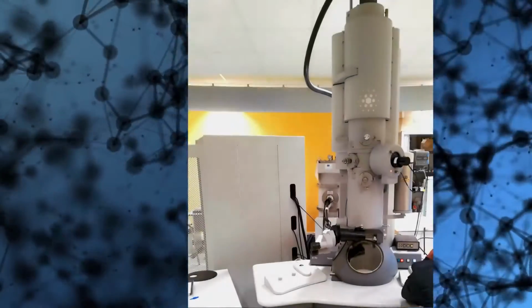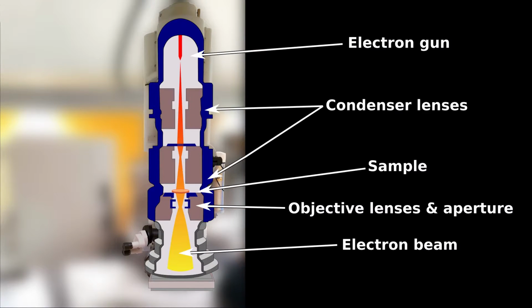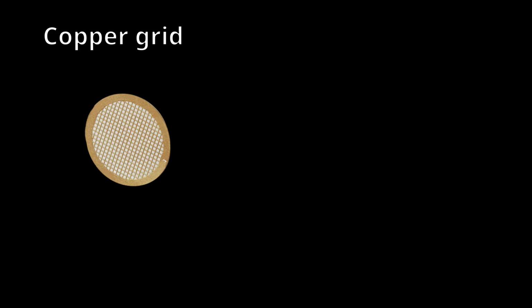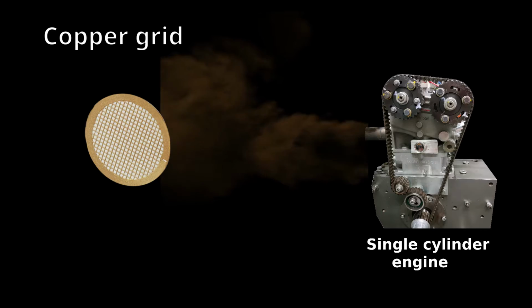By the means of transmission electron microscopy or TEM, an analytical technique in which a beam of electrons is transmitted through a specimen to form an image. The image is then magnified and focused onto an imaging device, such as a fluorescent screen, or a camera. A copper grid is used to hold the specimen. In this case, combustion-generated particles produced by an internal combustion engine.